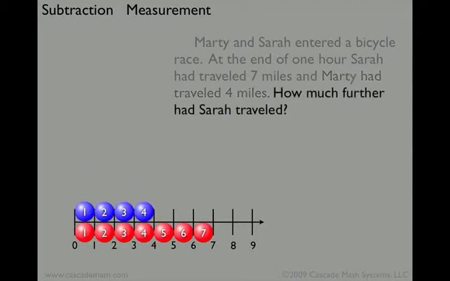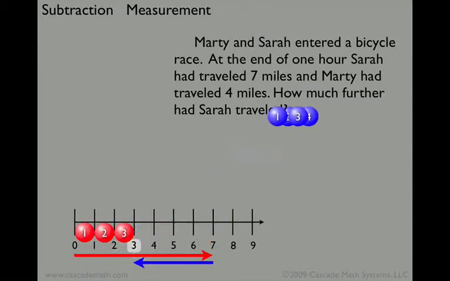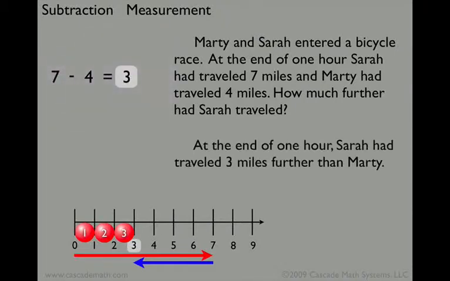Let's compare the distances they rode and see how much further Sarah rode. 1, 2, 3. Let's look at another way of solving this problem. If I took the distance Sarah rode and subtracted the distance Marty rode from it, the answer would tell me how much further Sarah rode. 7 minus 4 equals 3. At the end of 1 hour, Sarah had traveled 3 miles further than Marty.